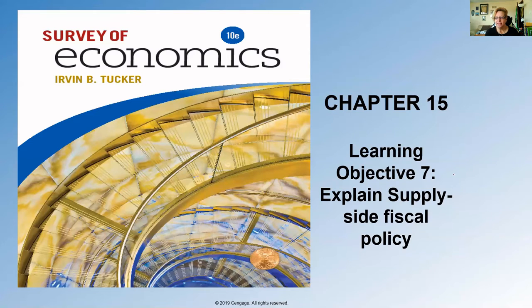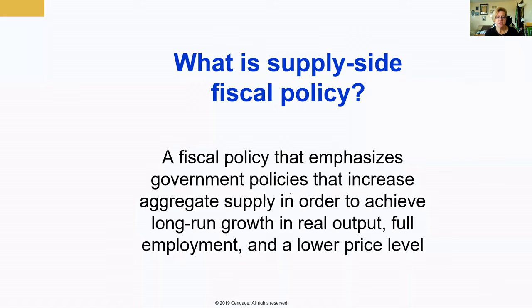Okay, so the emphasis is on supply side fiscal policy, because up to this point, we've really been looking at aggregate demand and demand side fiscal policy, but we're going to show the differences in this particular objective. So what is supply side fiscal policy? Supply side fiscal policy is where we're looking at increasing aggregate supply. And remember, aggregate supply is really those factors of production: land, labor, and capital.